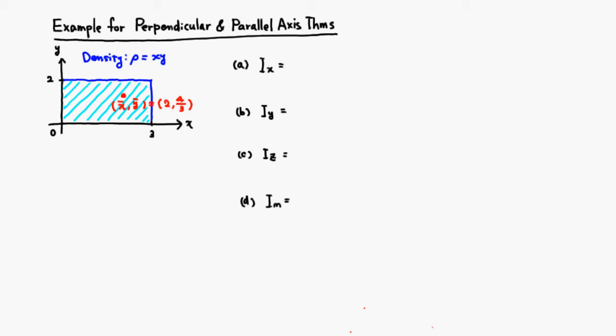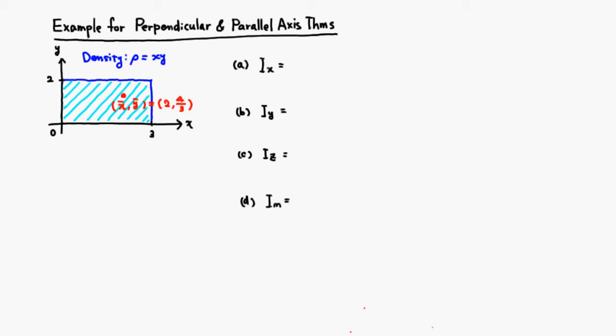All right, let's look at an example for perpendicular and parallel axis theorems. Let's look at the example we've looked at before. You have a rectangular region and the density is rho equals xy. We found the center of mass to be (2, 4/3). We want to find the moment of inertia about the x-axis, y-axis, z-axis, and about the center of mass. So let's do that.